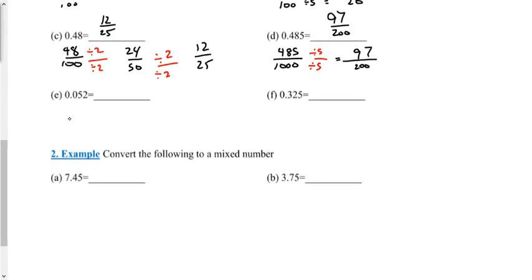Okay, down here I've got 0.052, or in other words 52 1,000ths. I do know that 4 goes into these, so 4 will go into this 13 times, and 4 goes into 1,000 250 times, and then we're done.